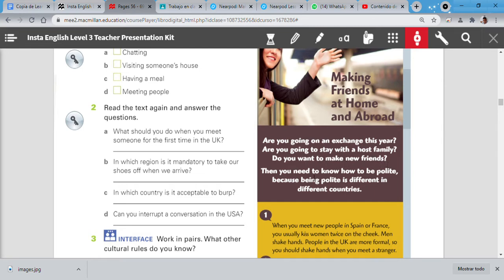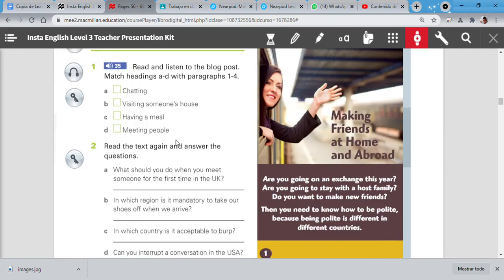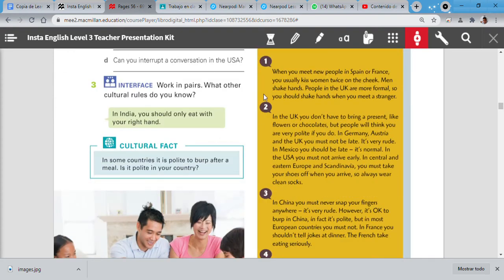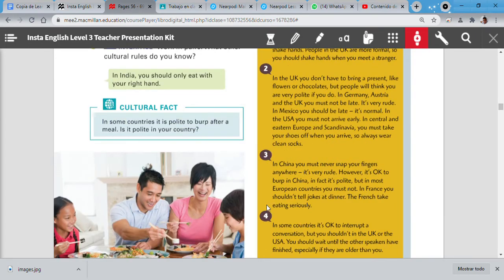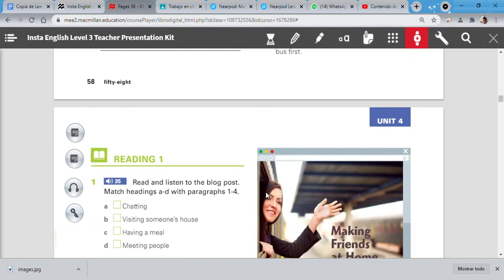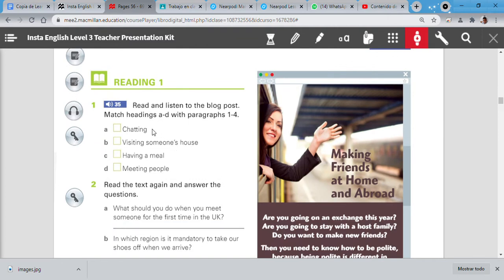Oh, that's a good question. Then you need to know how to be polite, because being polite is different in different countries. Okay, so let's see. Here I have four paragraphs. Paragraph number 1, paragraph number 2, paragraph number 3, and paragraph number 4. And here I have some headings, or encabezados, could be a possibility, like chatting, visiting someone's home or house, I'm sorry, having a meal, or meeting people.